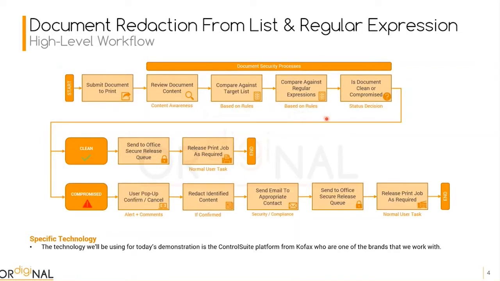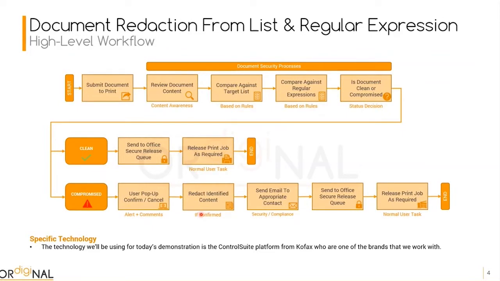The solution will make a decision. It will decide whether the document is clean, i.e. it doesn't contain anything that matches any of the target lists, or if the document is compromised, in which case it does contain something in one of those target lists. If the document is clean, it will be forwarded into the normal print release process, the secure release or follow print solution, and that can be then released by a normal user activity and printed as required. If the document is compromised, however, the user will be presented with a pop-up, which gives them the opportunity to cancel the activity or to confirm that they wish to continue and to add some relevant comments that will be included within any alert or escalation email later on.